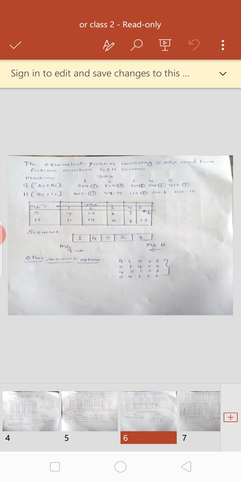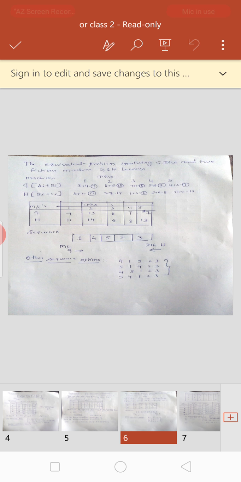Now you are going to create two machines. Let us call the newly created machines G and H. In machine G, you are going to add two machines.